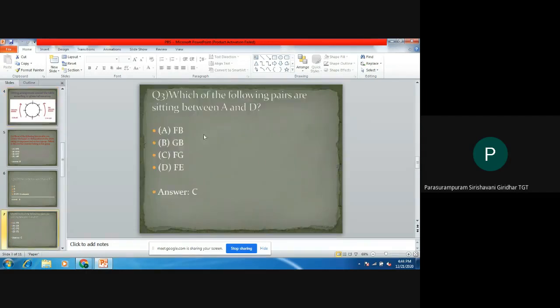Please see, options FB, GB, FZ, and FE are given. So from the given options only we need to choose. If you look at the anti-clockwise, three are there, whereas in the clockwise, only two are there. So since only two are there, the correct answer is C, that is FZ are sitting between A and D. Now coming to the next question, that is the fourth one.